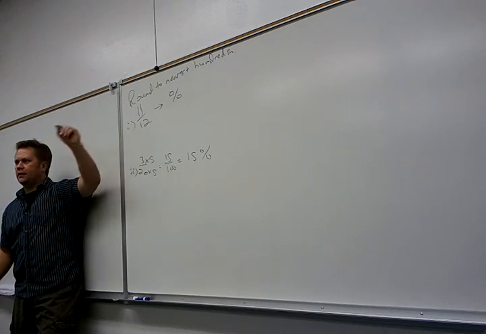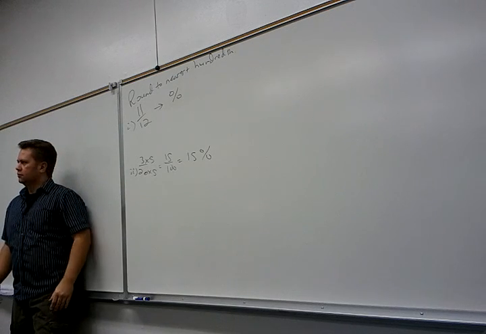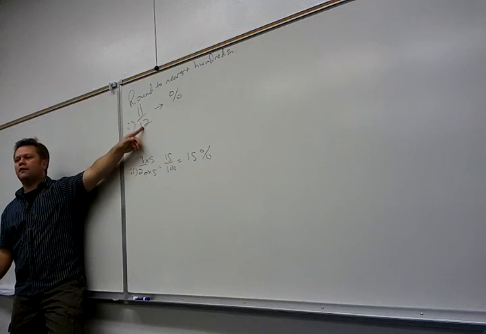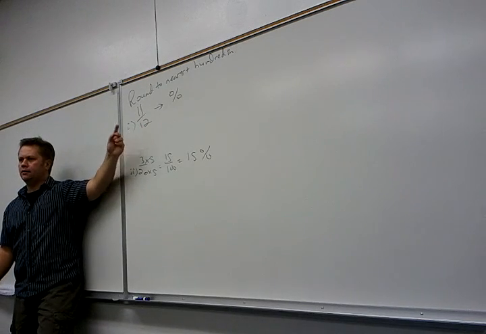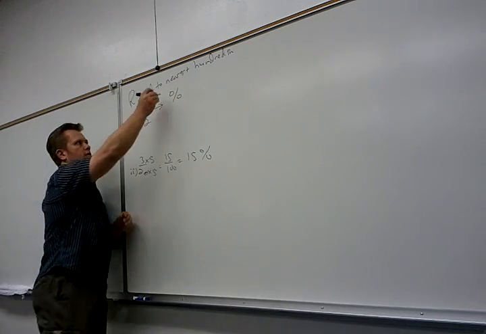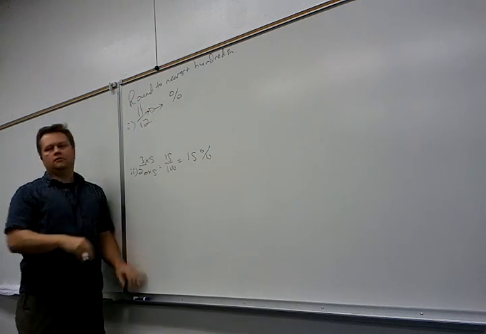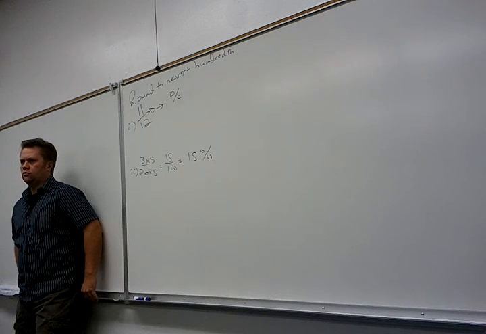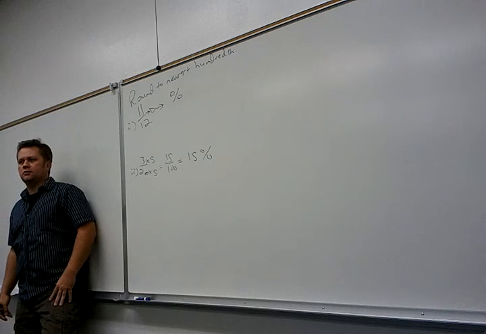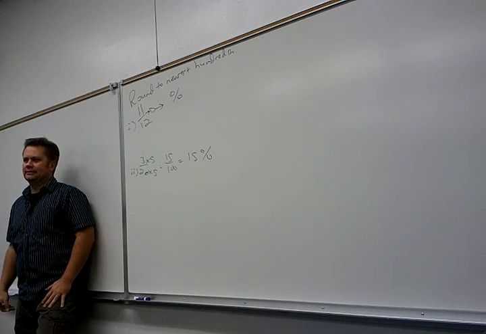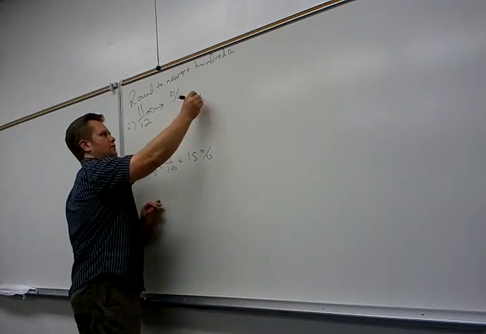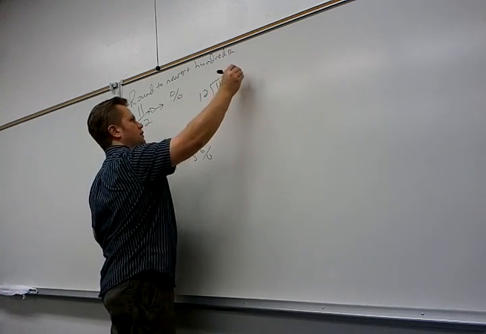What do I multiply 12 by to get 100? I don't know. That's not as easy as this, but what do you have to do then? You actually have to have an intermediate step. You change this into a decimal, and then you change that decimal into a percentage. And then changing that into a decimal involves division.